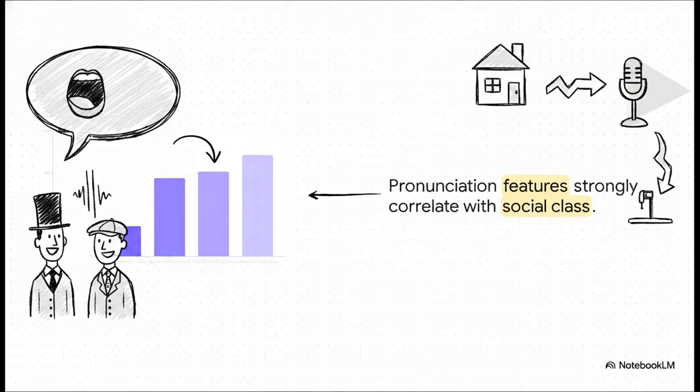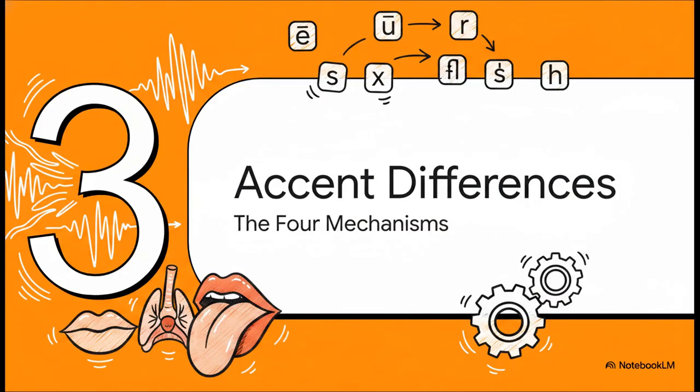But keep in mind, human beings are incredibly flexible. We code switch. A lot of speakers will use a local accent at home with family and then seamlessly shift their pronunciation closer to that standard apex when they're in a formal or professional setting. Section 3. How accents actually differ.